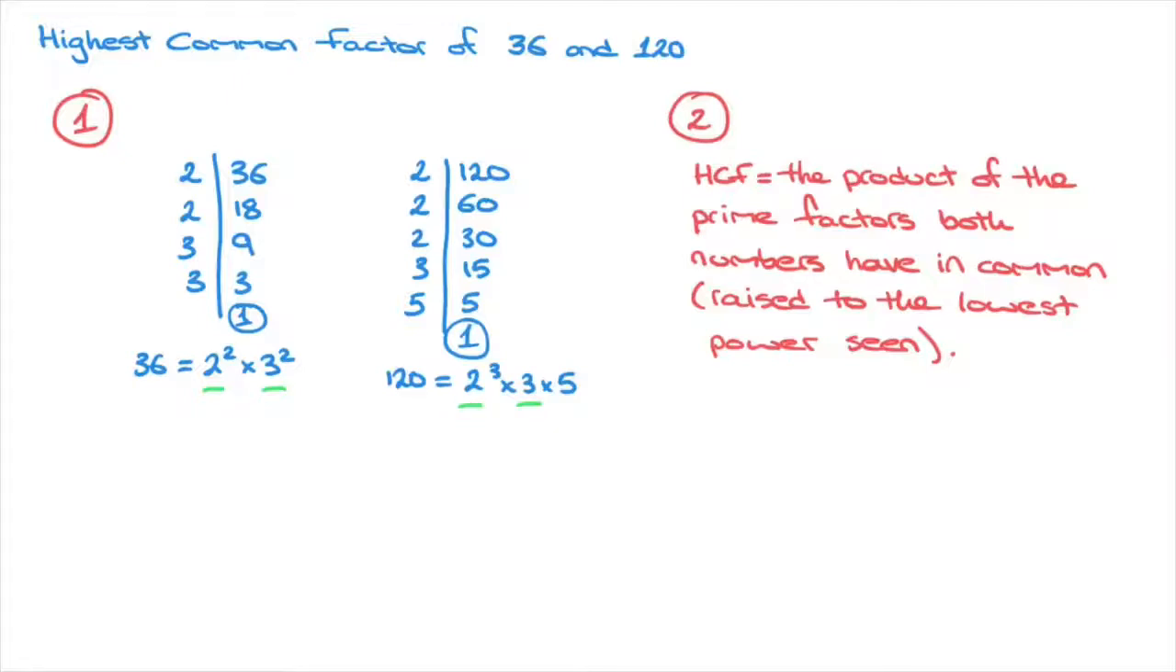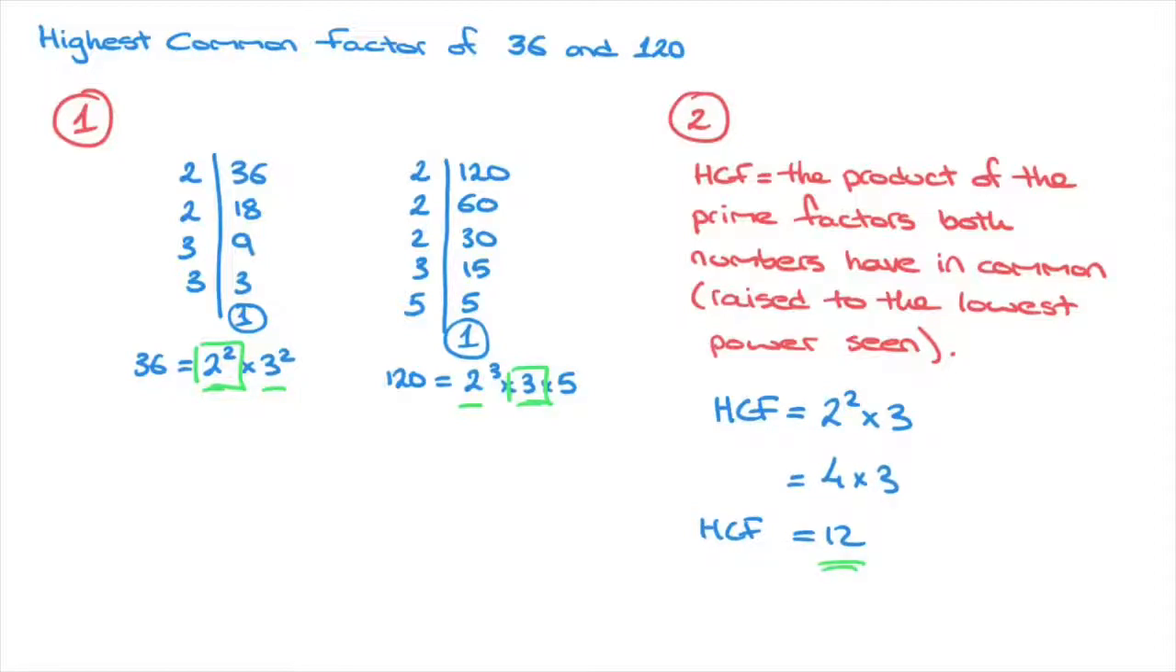Well, the smallest power of 2 that we see is 2 squared, and the smallest power of 3 that we see is simply 3, so 3 to the power of 1. So the highest common factor will equal 2 squared times 3. So I'll just write that down. The highest common factor equals 2 to the power of 2 times 3. And if we're asked, we may need to actually calculate the value of that highest common factor, and that would equal 4 times 3, which equals 12. So we can state that the highest common factor equals 12.